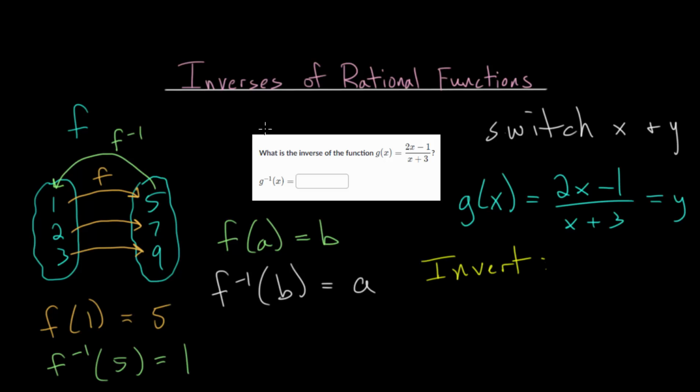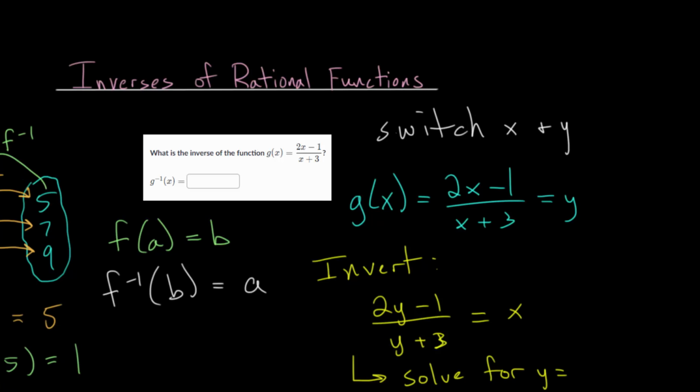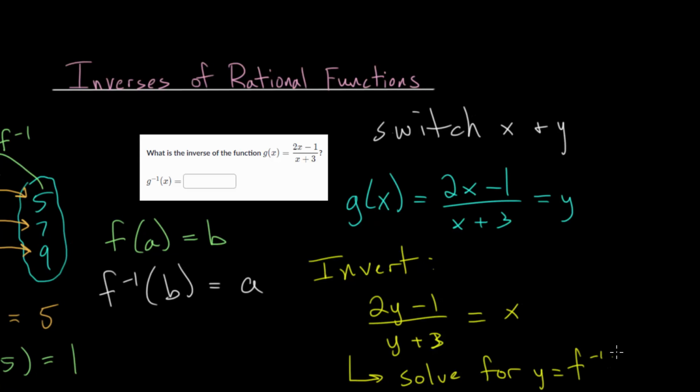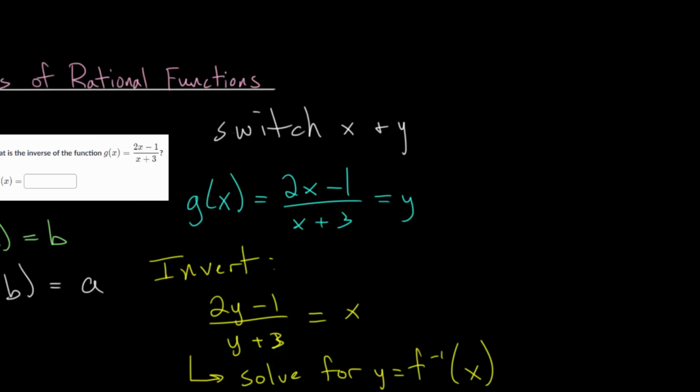So we can say at this point, we will invert it. We will take the inverse of this function, and we have that 2y minus 1 over y plus 3 is equal to x. And at this point, we just need to solve for y. And whatever we get for that y value, that will be our inverse function. So let's go through that algebra. And let me just make a little bit of room so that we can work this out. So let's bring this up here.